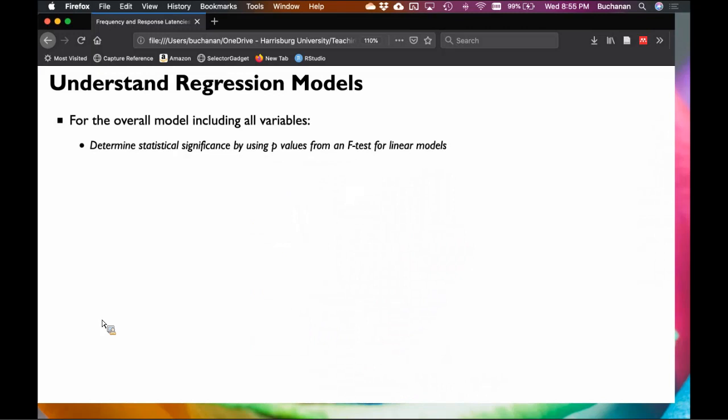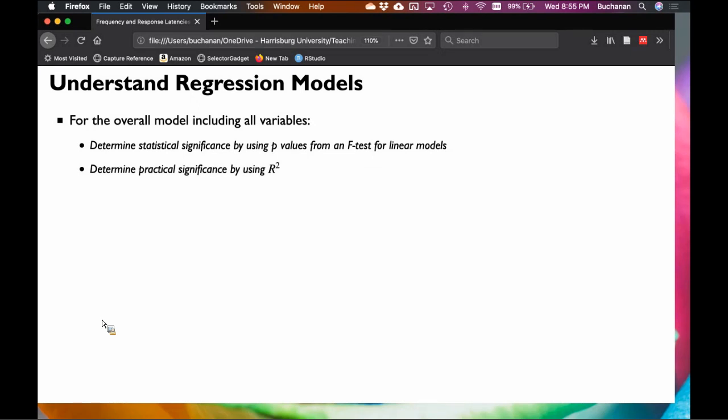So when I'm looking at the overall model, and I'm going to approach this from a very traditional statistics sort of view, I can think about statistical significance by looking at those p-values for an F-test for linear models. Okay, this essentially tests if the prediction is better than the y-intercept. So a base level model includes the average score. Can we predict better than average? Meaning, is the data flat or is it not flat?